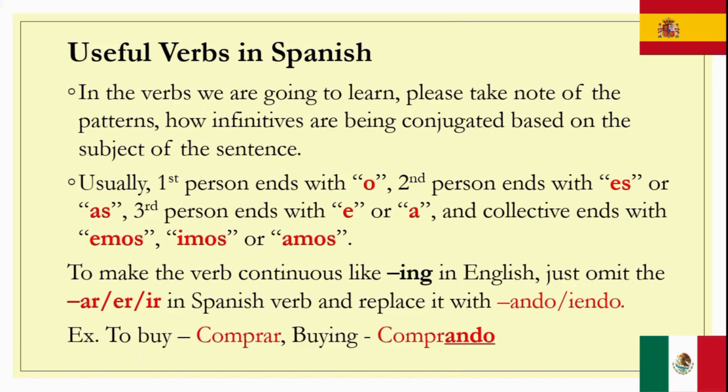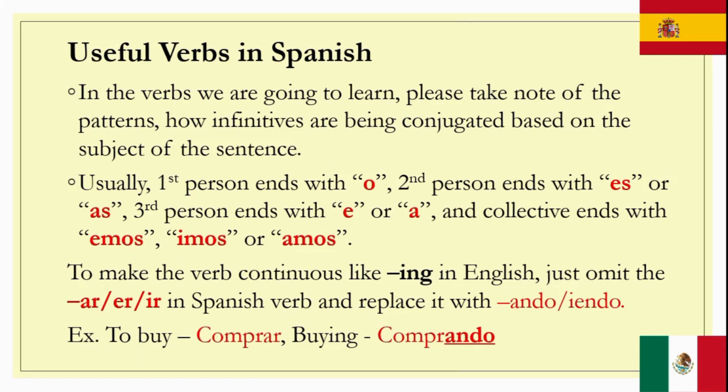And usually first person ends with O, second person ends with ES or AS, third person ends with E or A, and I just forgot to put the plural of third person, but it usually ends with N. And for a collective or mixed group, this is "we" in English, or nosotros in Español, it ends with emos, amos, or imos.